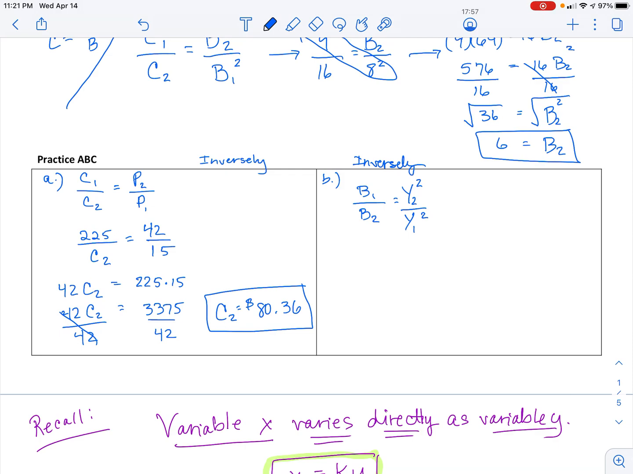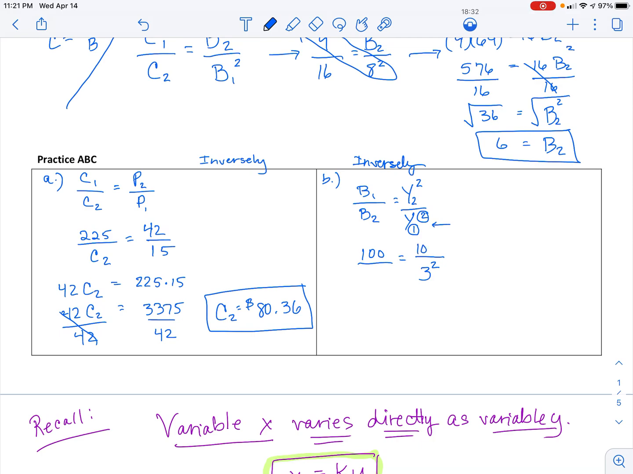Oops, I'm looking at the wrong one. Sorry. Oh, goodness, when I do these late at night, it doesn't always go so well. All right, 100 blues go with 3 yellows. Sorry about that, guys. Letter B, 100 blues go with 3 yellows. So 100 blues, that's our first one, B sub 1, goes with our first yellow, which is 3, and don't forget, it's squared. How many blues go with 10 yellows?